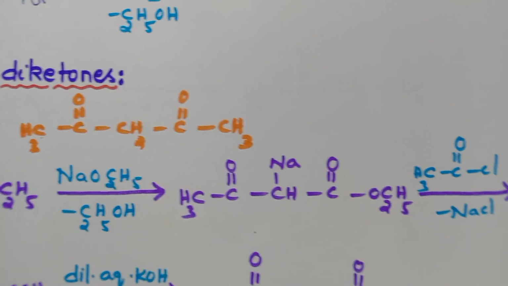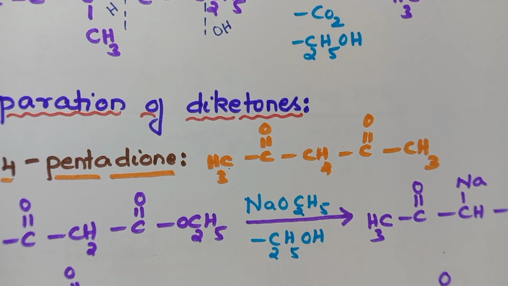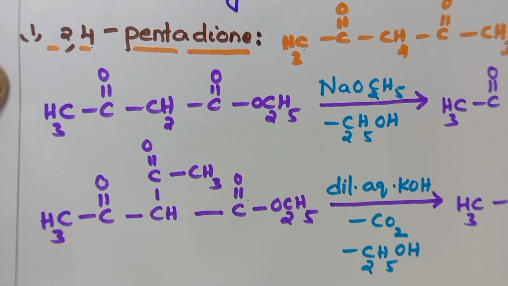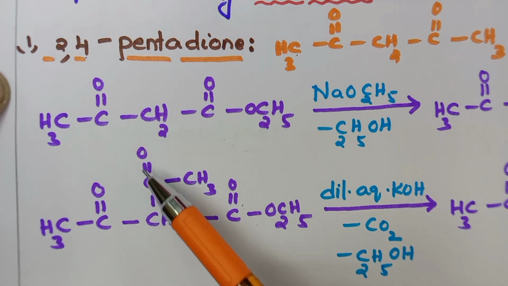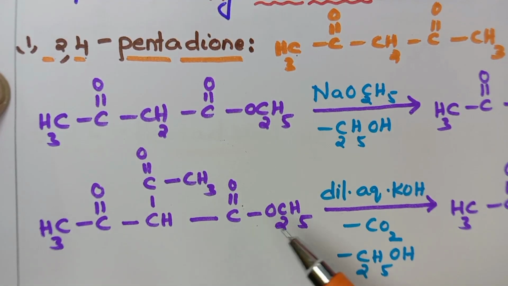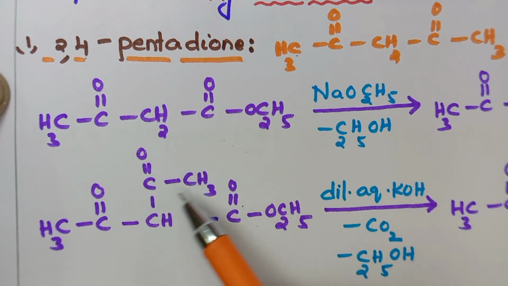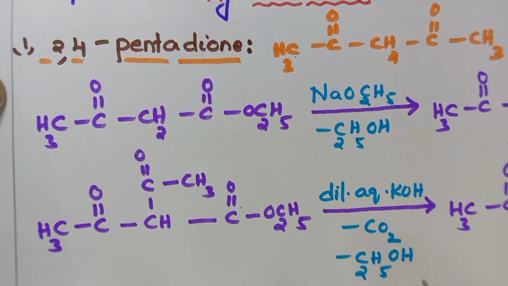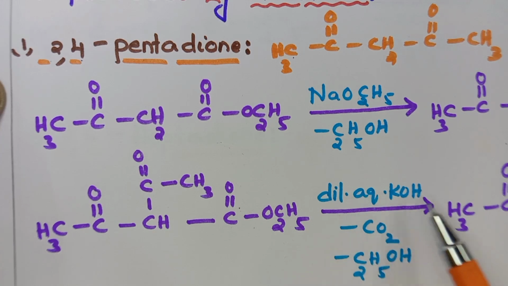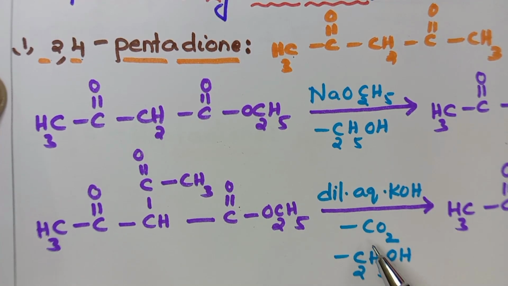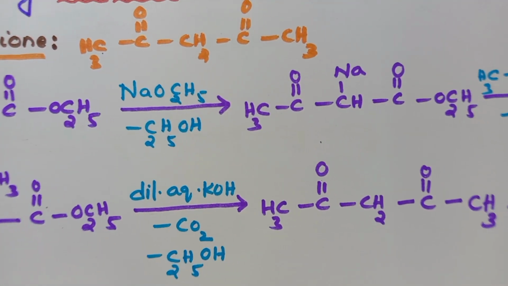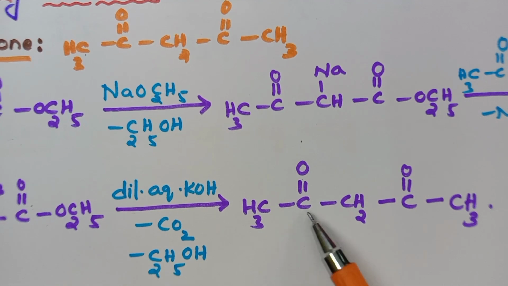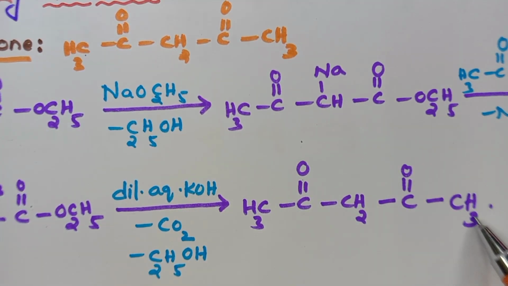Okay, so next is CH3 C double bond O CH. Look here, I linked this C with C double bond O, CH3 C double bond O OC2H5. So the group which is required after it is being introduced, we need to do hydrolysis, with dilute aqueous KOH. On hydrolysis, as you all know, CO2 and C2H5OH come out and the compound that is formed is CH3 C double bond O CH2 C double bond O CH3, 2,4 pentadiene.